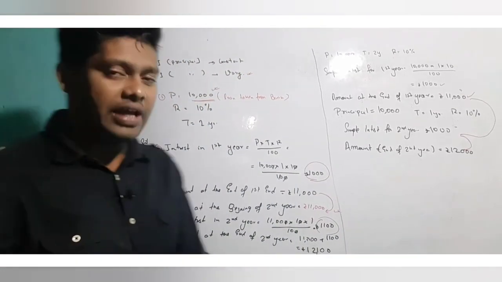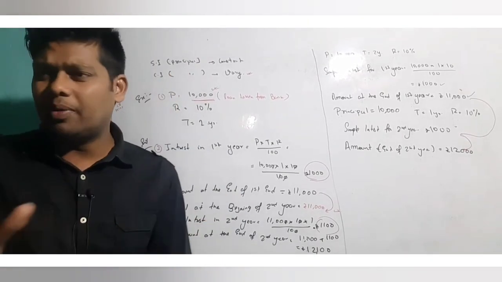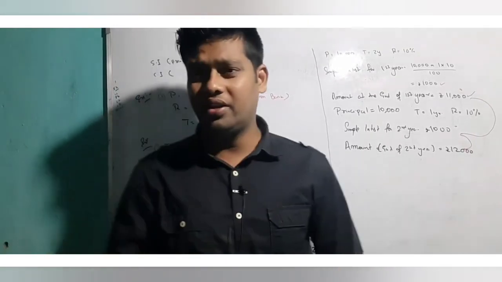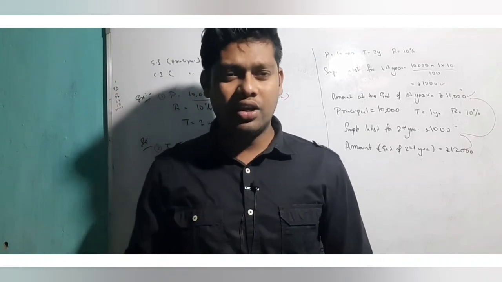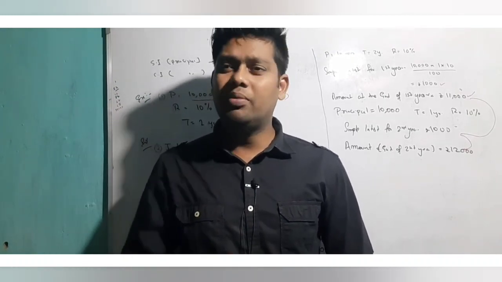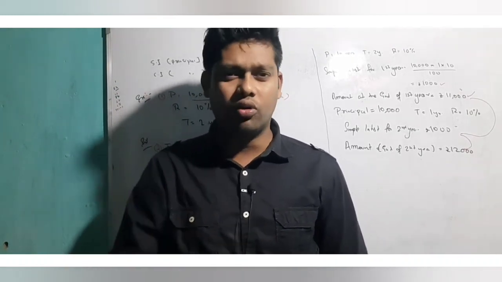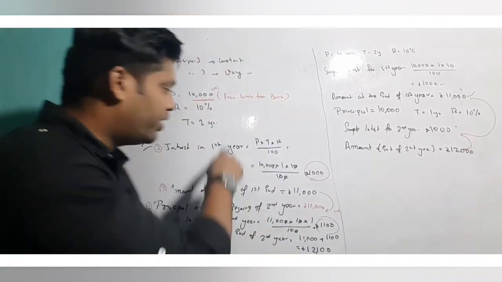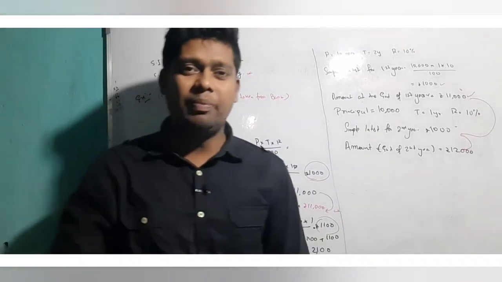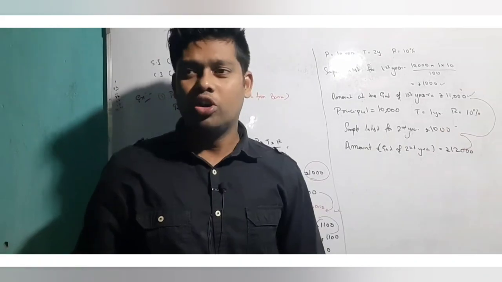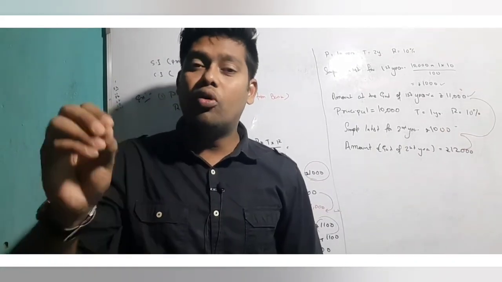For example, in your questions they will say, just like an example, Mr. A and Mr. B are there. Mr. A went to a bank to take a loan, and Mr. B also went to some other bank to take a loan. Mr. A has taken the loan in compound interest form, whereas Mr. B has taken it in simple interest form. So who is going to pay more interest?